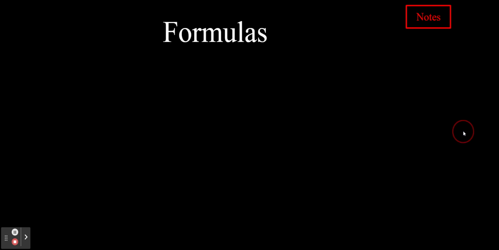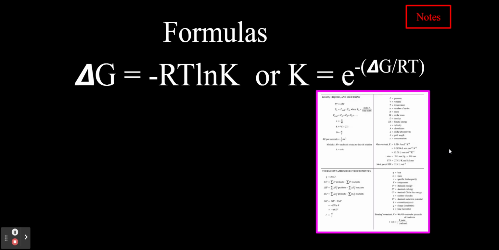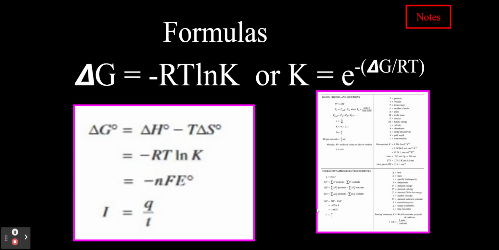values. Now, here is the formula that links them. This formula is on your reference sheet, so you have it. Here it is. It's right down in here. Note it, but it's only written one way. All right.